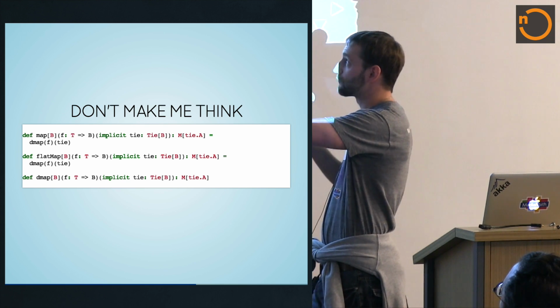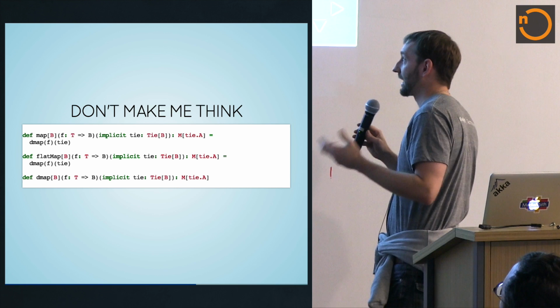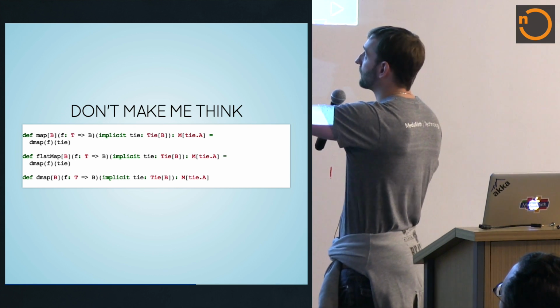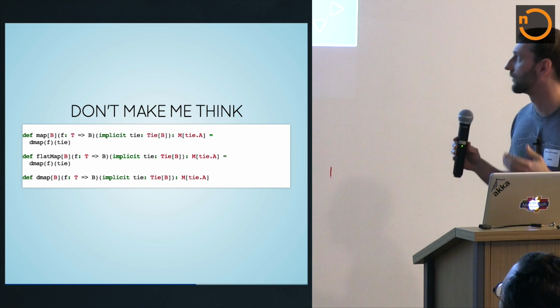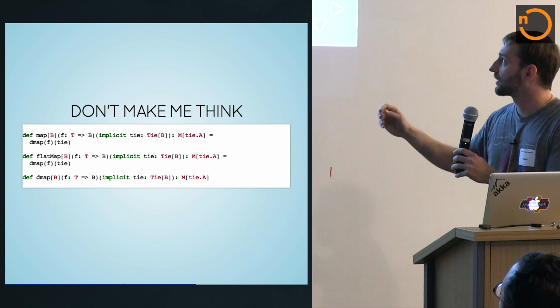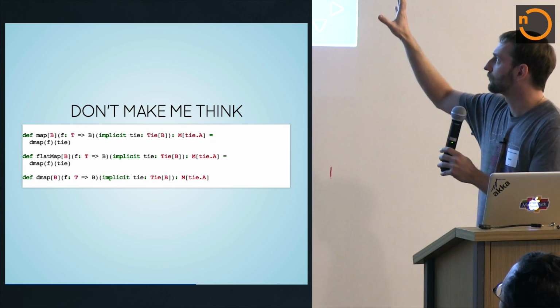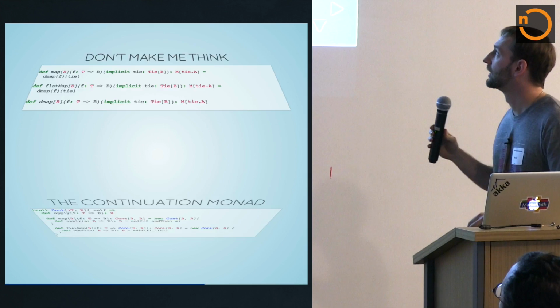And I could actually get rid of map and flat map if it weren't for the for comprehension syntactic sugar, in terms of this sort of dmap function, this sort of dependent map function. I take a function T to B, some implicit that depends on B, a type class there, and I get out my type, my M.